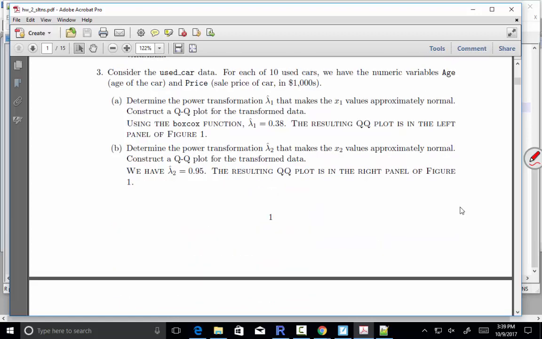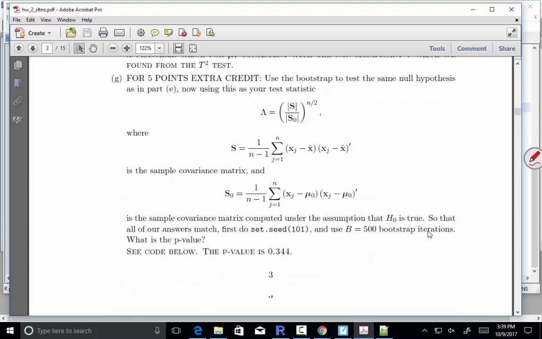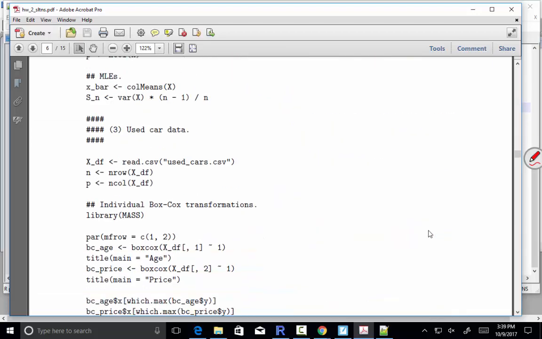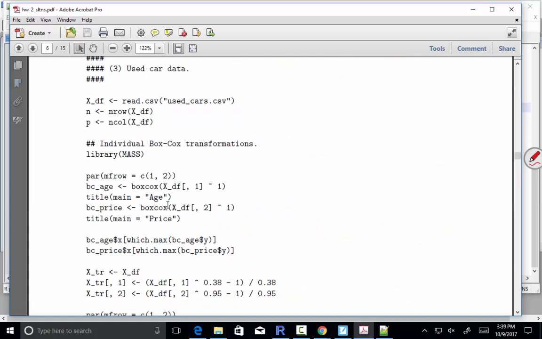Number 3 was power transformations, and I've got my code down below. Used car data. The Box-Cox function could do the job for you. I don't really like the Box-Cox function as a general tool. It's coded in such a way that it's supposed to work with linear models, like a linear regression model object, which is why you have that tilde in the expression in the argument.